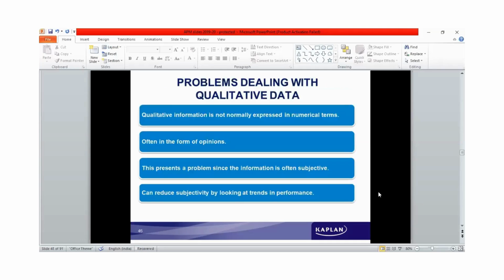What are the problems with dealing with qualitative data? Qualitative data is not in the form of figures. It is in the form of opinions. So it could be biased. Someone has expressed their opinion. It cannot be a fact. It could be a biased, subjective opinion. Someone has given that. So that issue of being biased, or not being considered a fact, is always there, and can be reduced by looking at trends in performance.